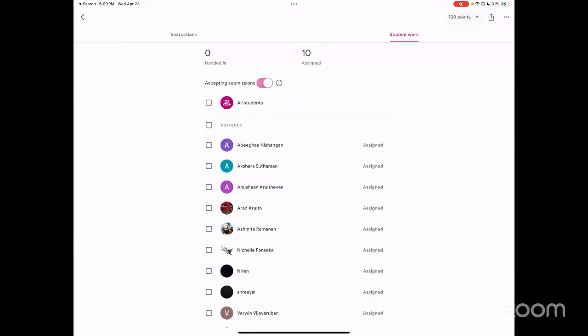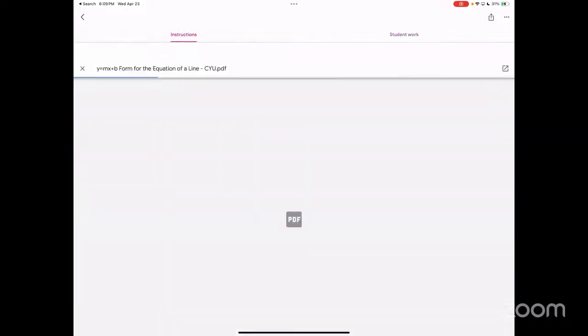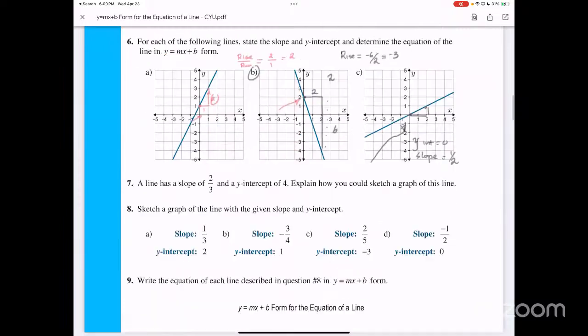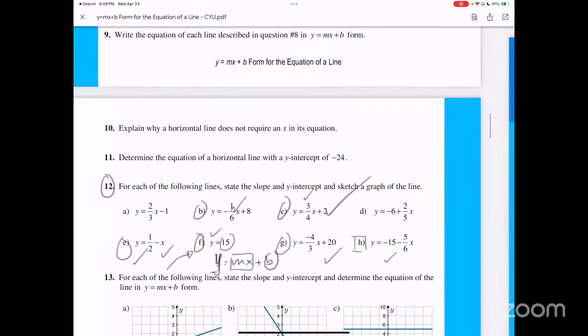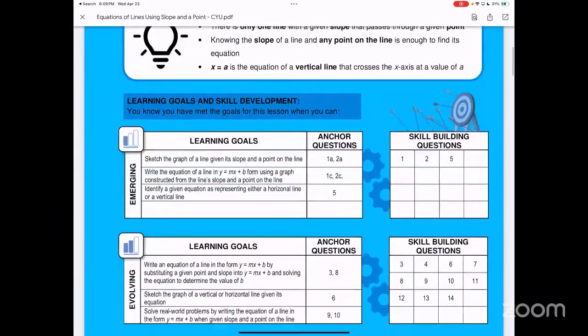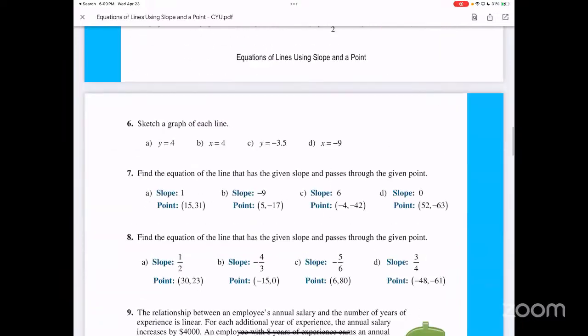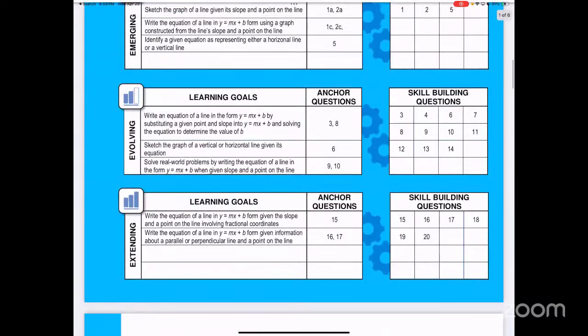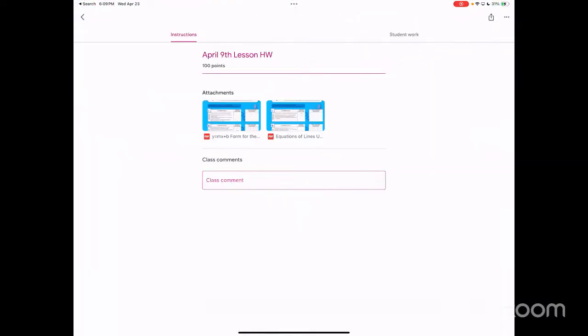I'm not sure why they call it April 9 homework. Oh yeah, so we did talk about y is equal to mx plus b, that form, point-slope, the equation of a line, and then we did some of them. Oh yes, I already took up this homework question, and then this is something I didn't do yet, find the equation of the line, which we talked about last class, but I did print out the handout.